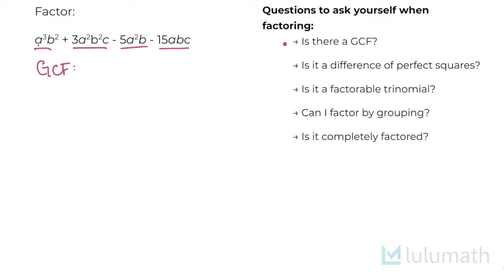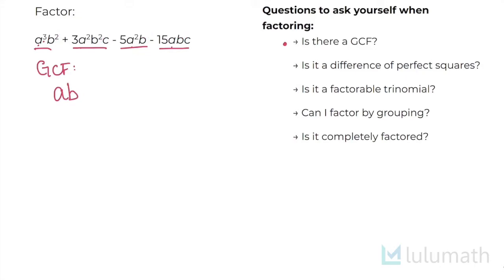And since there are a's in common, I'm going to look at all my exponents. So I've got a to the power of 3, a to the power of 2, another a to the power of 2, and an a to the power of 1. Looking at these exponents, I can see that a to the power of 1, or just a, is going to be my GCF because, again, we look for the lowest exponent that's in common. Let's do the same thing with our b's. So we've got b to the power of 2, another b to the power of 2, a b to the power of 1, and another b to the power of 1. So that tells us that b to the power of 1 is going to be a part of our GCF.